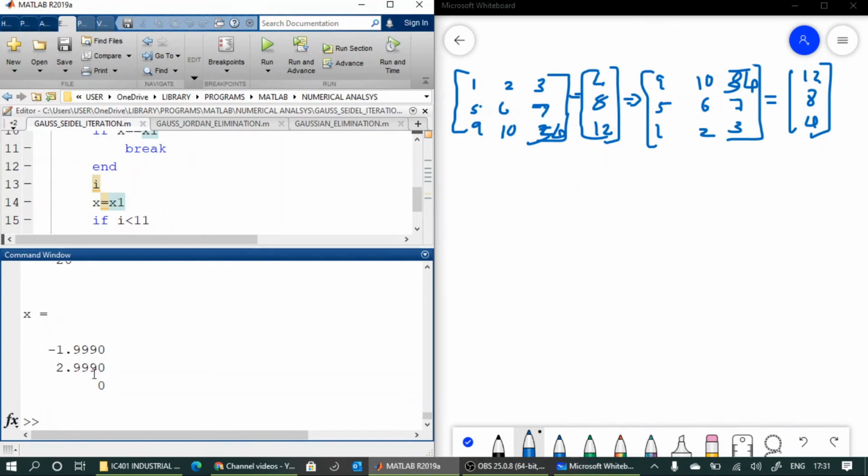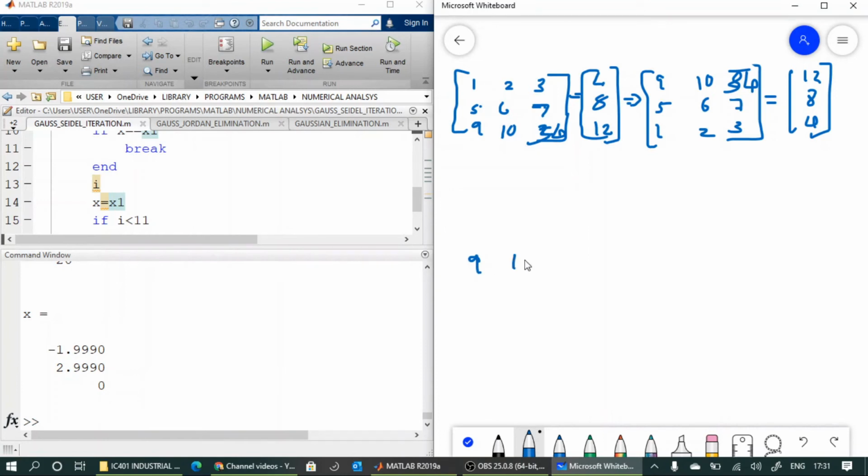The values are minus 2, plus 3 and 0. It took 20 iterations. If you select this one as the last row because it is the largest value, what will happen? Is there any advantage to our method? 54 is diagonally dominant in this row.